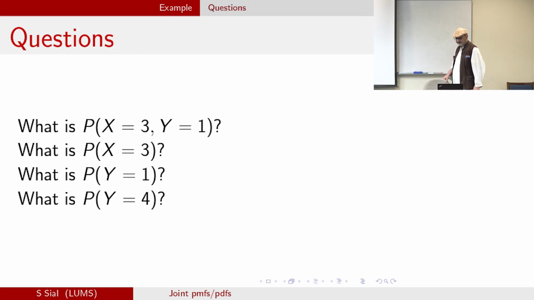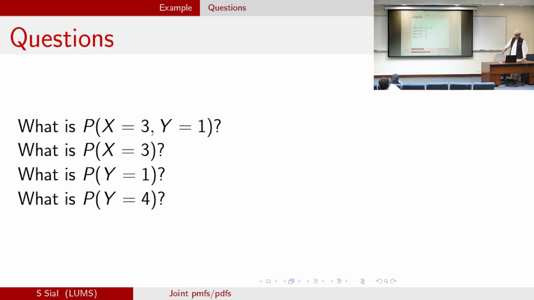All right, so let me ask you, what's the probability that x is equal to 3 and y is equal to 1? 0. Right, it's 0. Because for x to be 3 and y to be 1 at the same time, you would have to roll a 3, and the result of the roll would have to be even. But 3 is not even. So that first probability is 0.